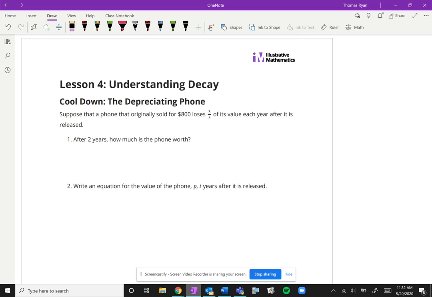So last thing is we're going to do the lesson 4 cool down, the depreciating phone. So there's that word again, depreciating, right? It means it's something that loses value over time. Phones, cars, any sort of thing that as soon as you use it, it's never worth as much ever again, right?